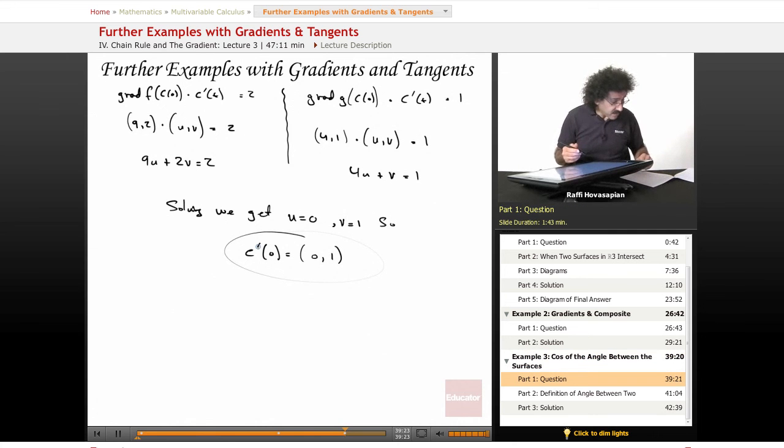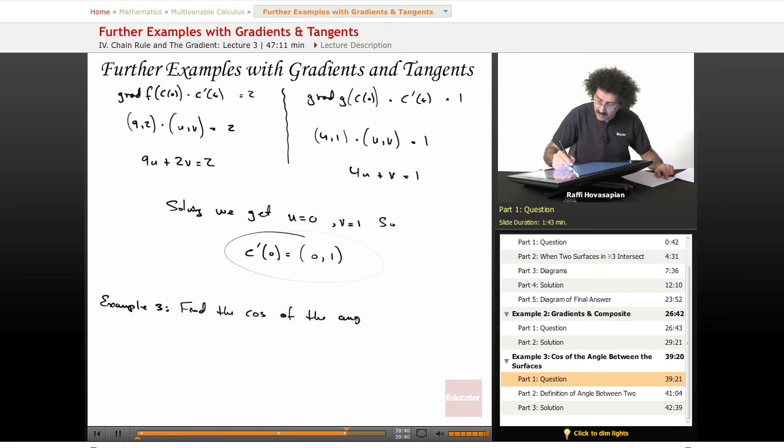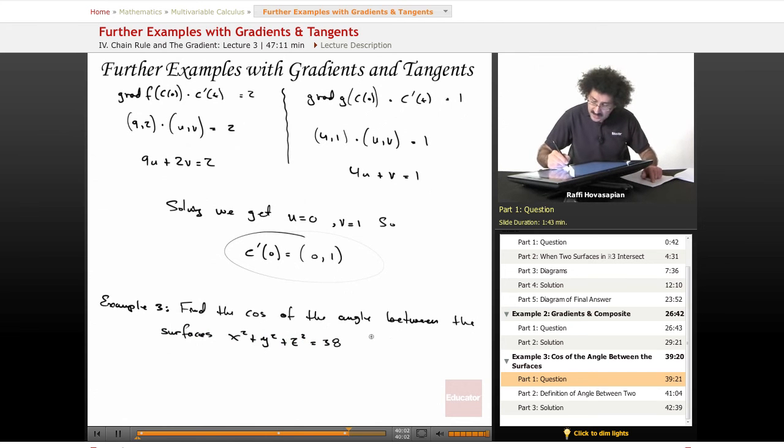So let's go ahead and do one more example. Example number 3 says: find the cosine of the angle between the surfaces x squared plus y squared plus z squared equals 38, and x minus z squared minus y squared equals minus 38, at the point minus 1.